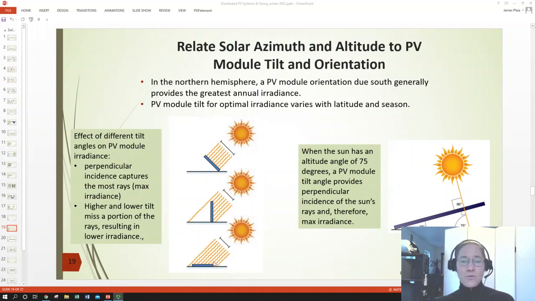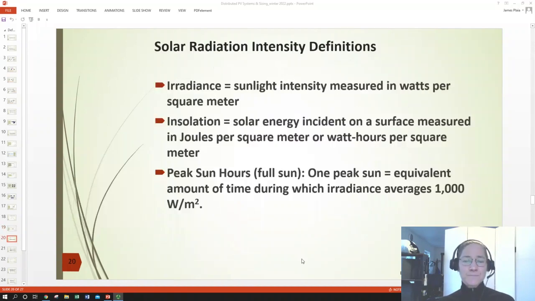So we want to know where the sun is in the sky at what time of the year, so we know how to orient our panels for maximum production, either annually or seasonally.